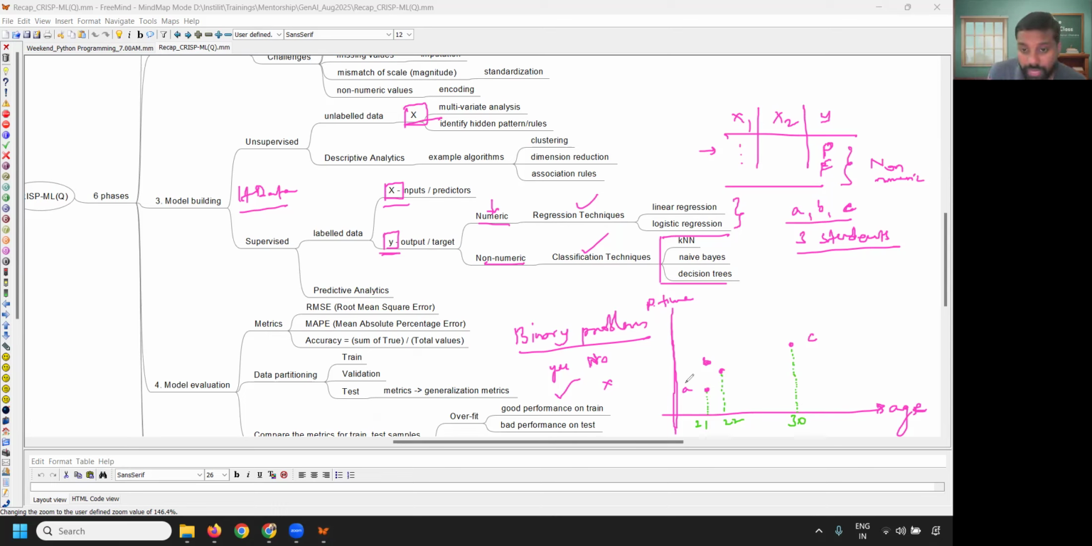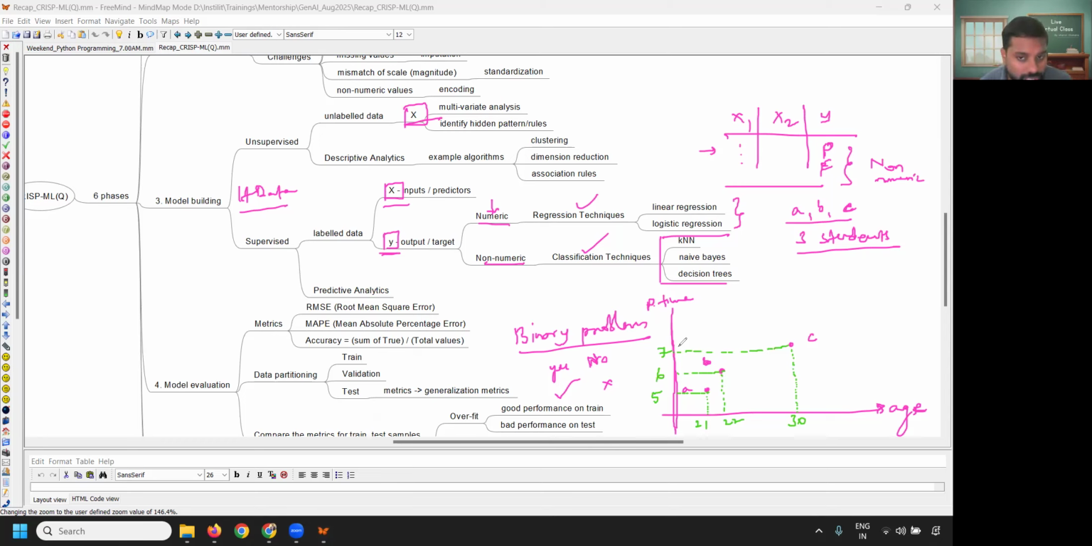Right? Likewise, if I talk about the preparation time, in the preparation time also you can see A probably has prepared for 5 hours, B has prepared for 6 hours, C has prepared for, let's say, 7 hours.